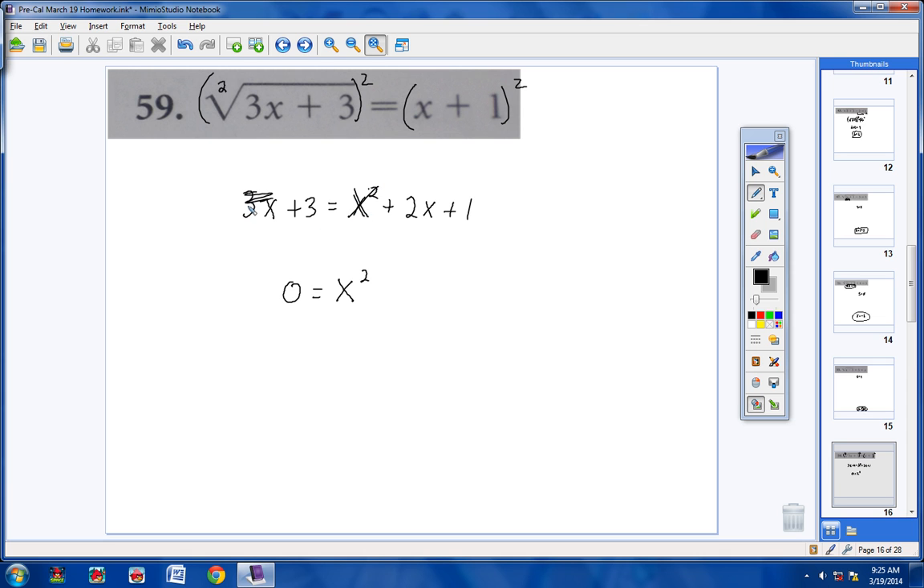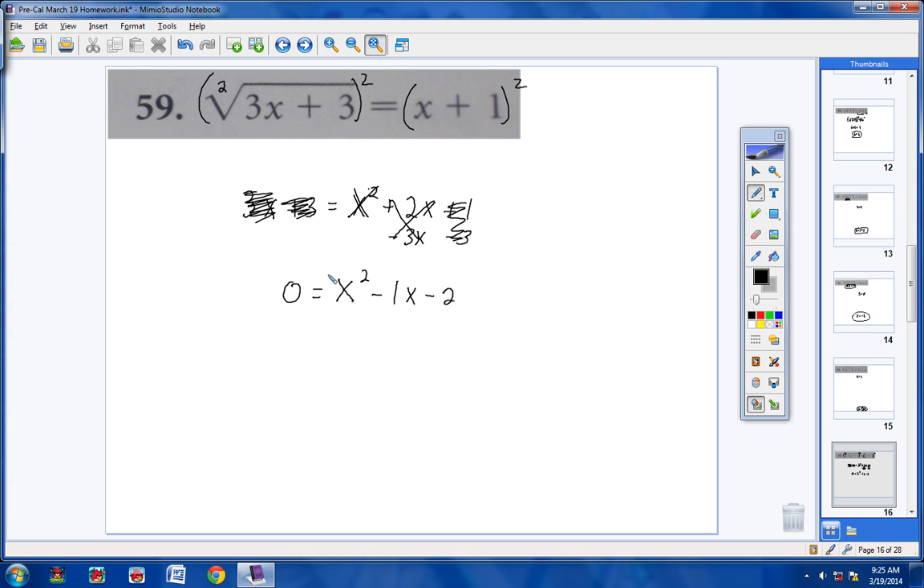Here's a 3x. Let's bring that 3x over and make it a negative 3x. And if you combine those two, you'll get a negative 1x or a negative x. Here's a positive 3, bring it over and make it a negative 3. When you combine those two, you'll get a negative 2. All right, and now we're ready to factor this right side.